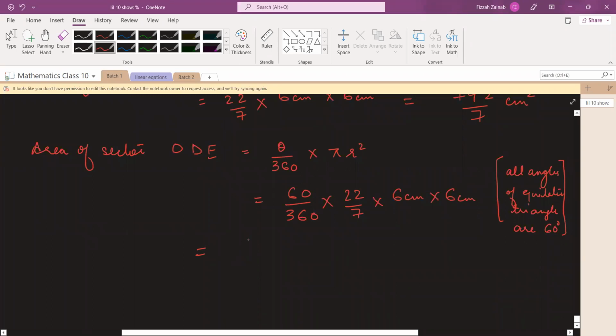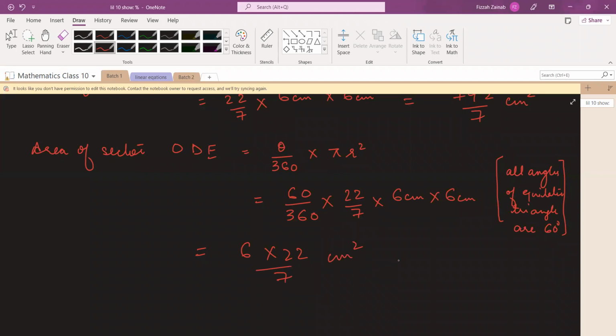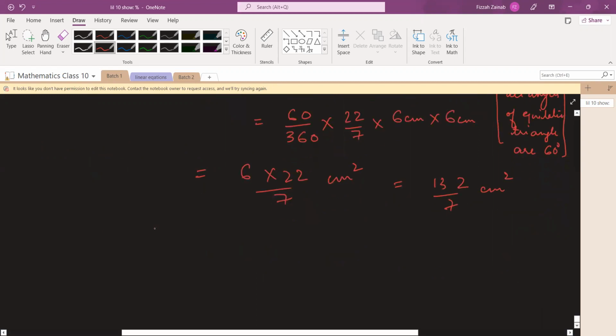Okay, now who will solve? See, 6 into 6 is 36, so the denominator will go, 0, 0 will also go. So you only have 6 into 22 divided by 7 centimeter square, right? Which you can multiply. 6 into 22 is 132, so 132 divided by 7 centimeter square, correct? Now I think you are done with it.